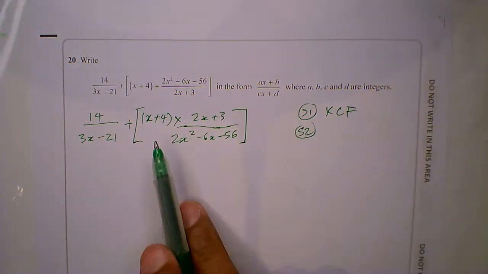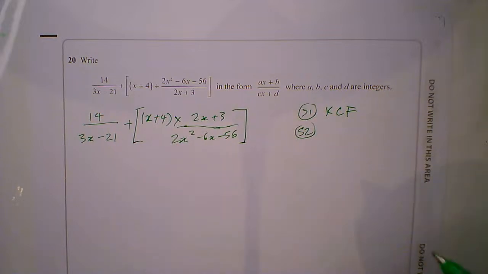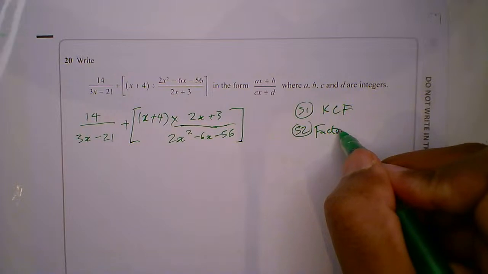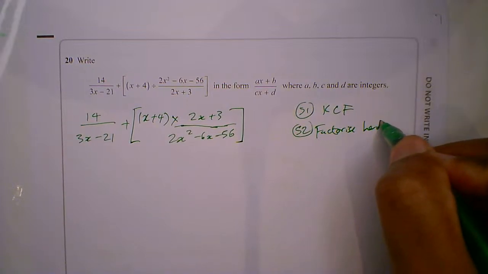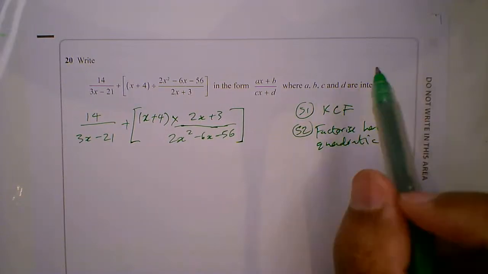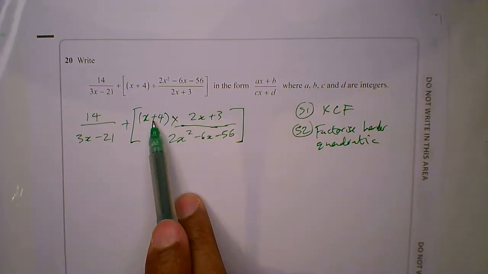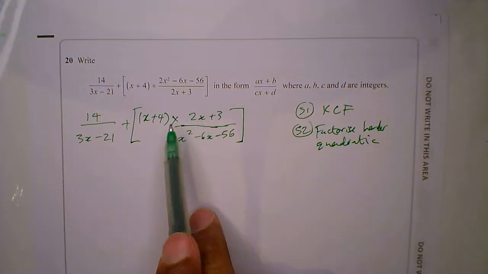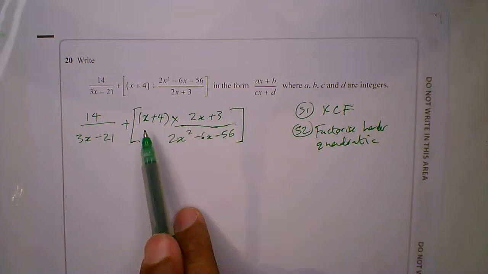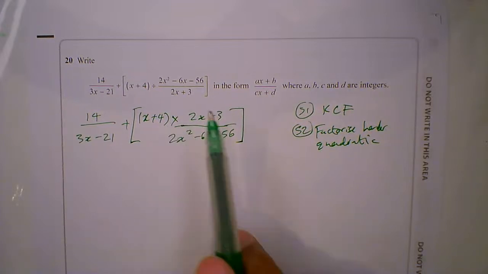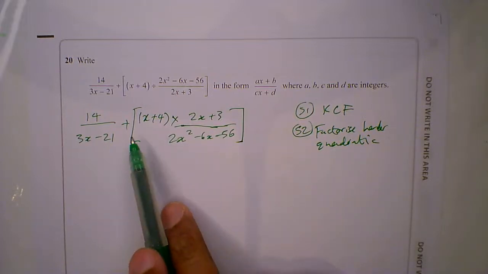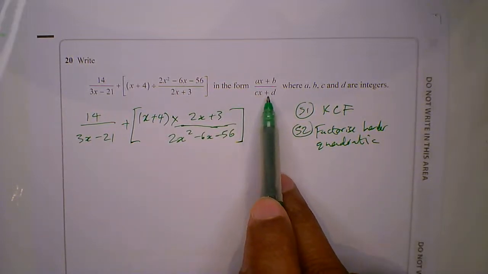So the next thing is I can see I'm going to be factorizing. So I need to factorize a quadratic, a harder quadratic. Now there is a trick I've got. Because I've got x plus 4, that will help me realize that maybe x plus 4 or 2x plus 3 will be in my answer. So I've got these two possibilities, so I need to look out for that.